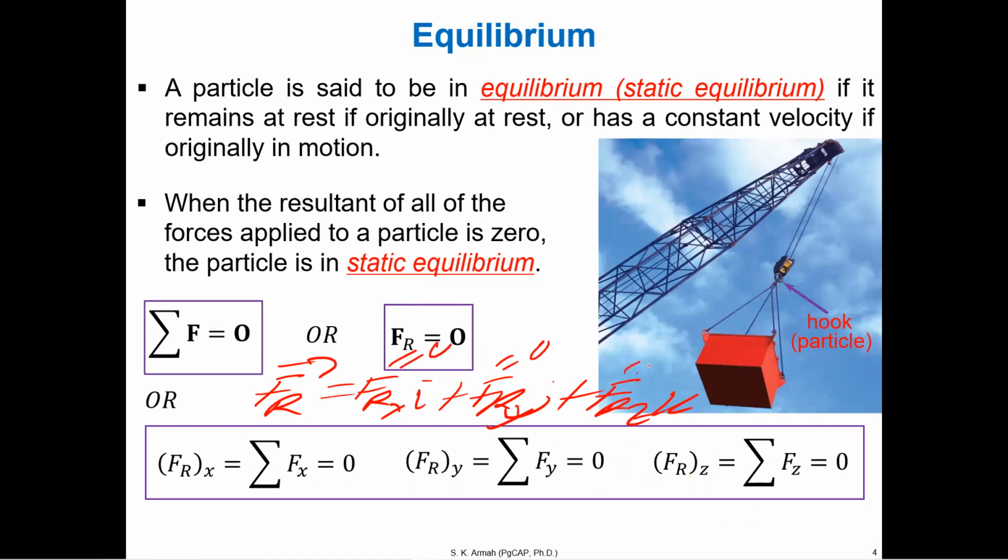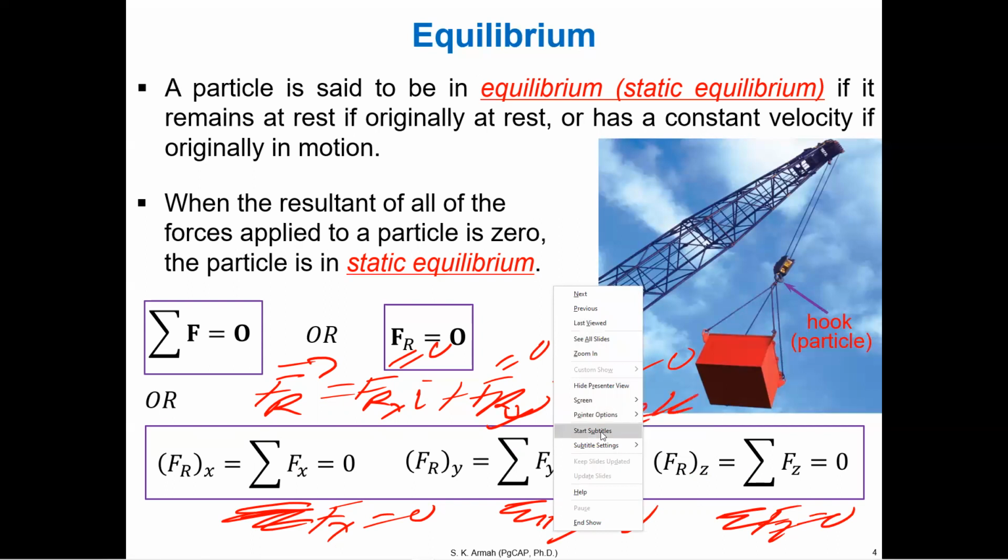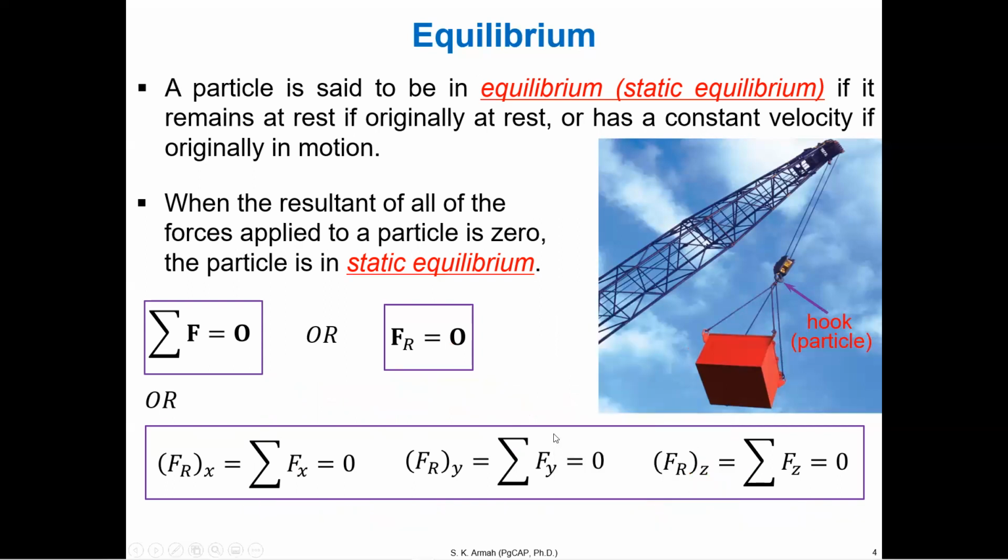These components all have to be zero. Or we can use the concept that the sum of forces in any direction is zero. Normally we deal with X, Y, and then Z. So the summation of forces in the X is zero, the summation of forces in the Y is zero, and the summation of forces in the Z is zero. And that's what we mean by a particle being in equilibrium. So if the particle is in equilibrium, this is the condition for equilibrium.